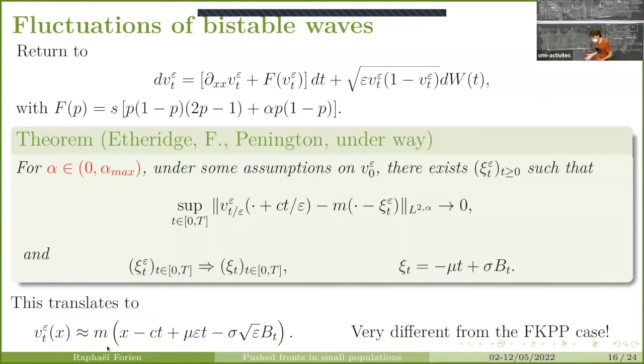And so it's very different from the FKPP case, because here the correction to the wave speed is much smaller. It's of order epsilon, and there is a variance of order epsilon around this position. And this comes from the fact that here we have a bistable wave. So actually, the process doesn't care much about what happens far from the bulk. And what matters are the fluctuations in the bulk.